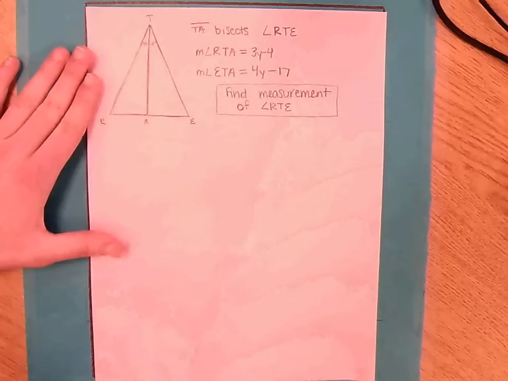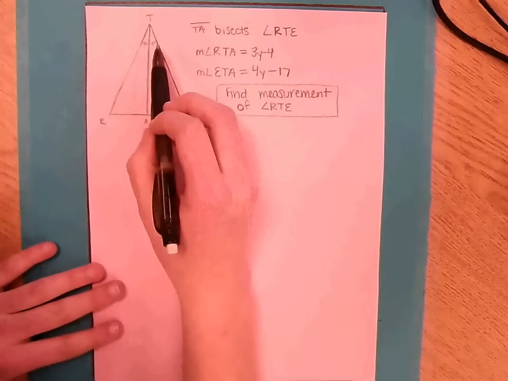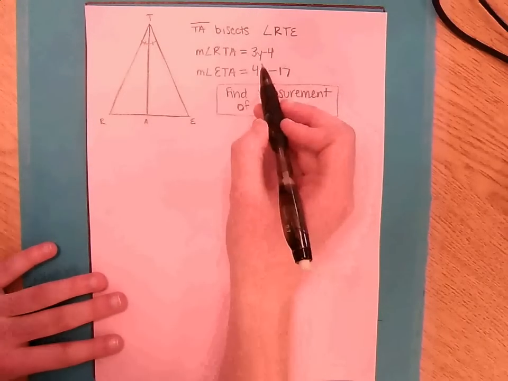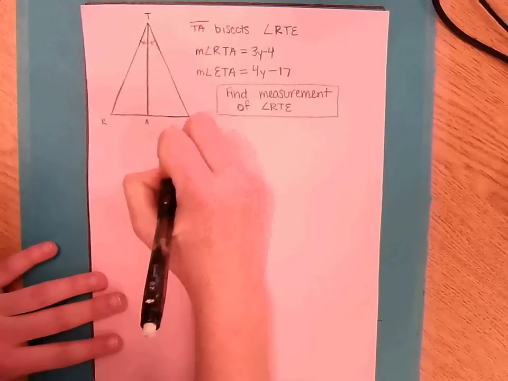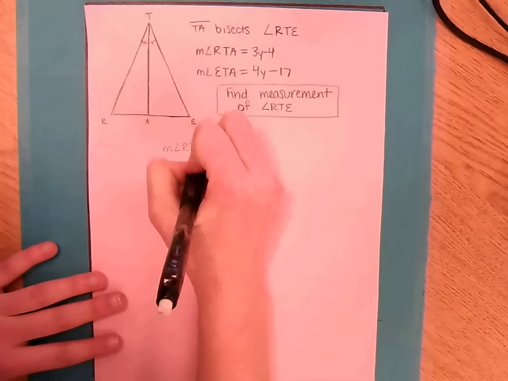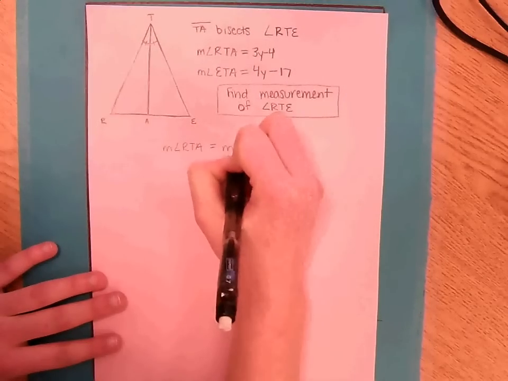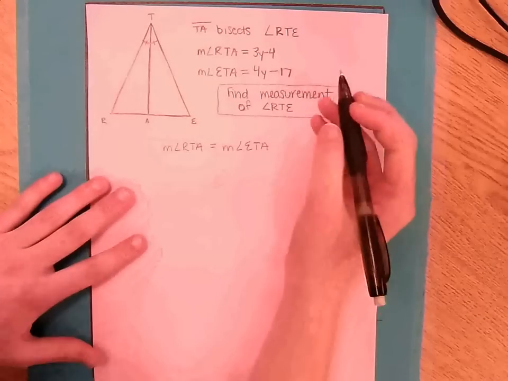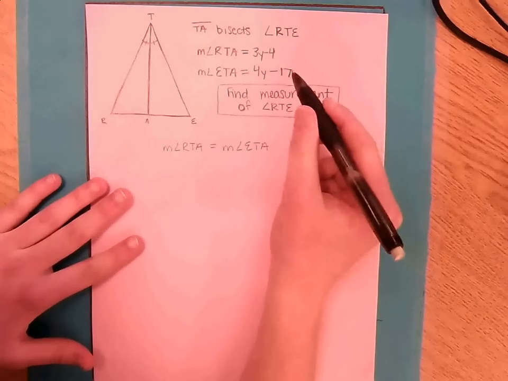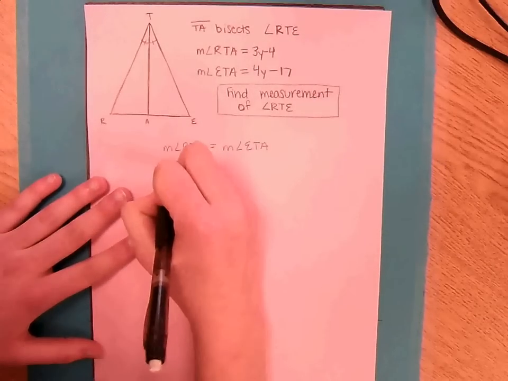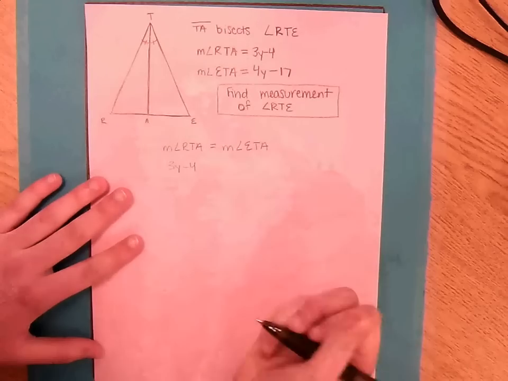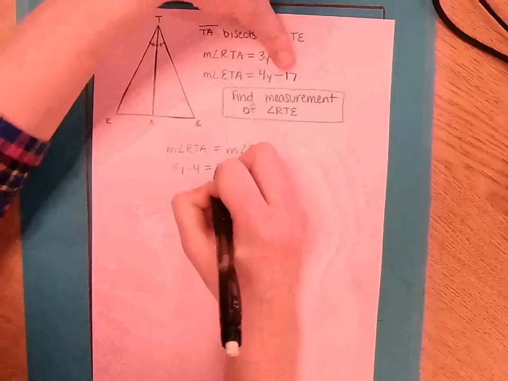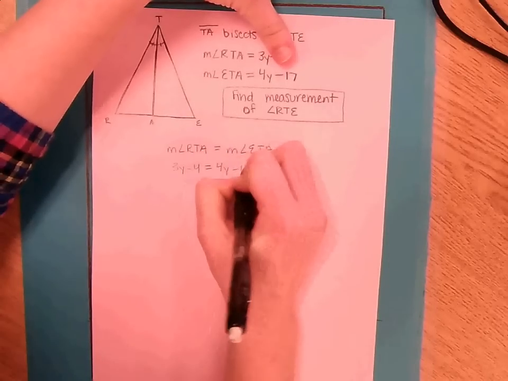Since these are the same, we are going to set the measurements equal to each other, which will look like this. The measurement of angle RTA is equal to the measurement of angle ETA. And so we're going to substitute in their linear form. So you have 3y minus 4 equals 4y minus 17.